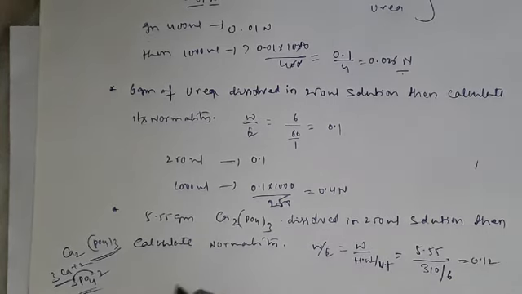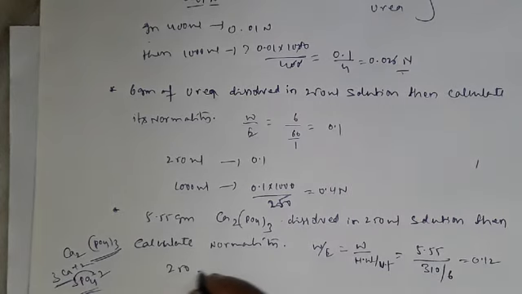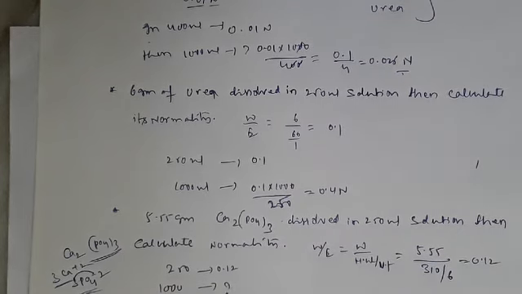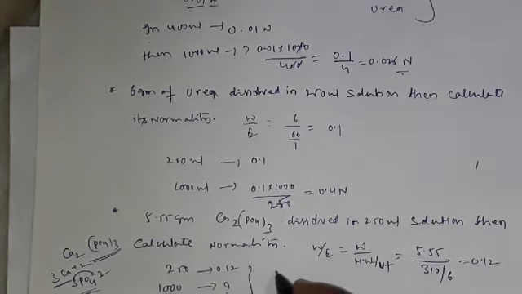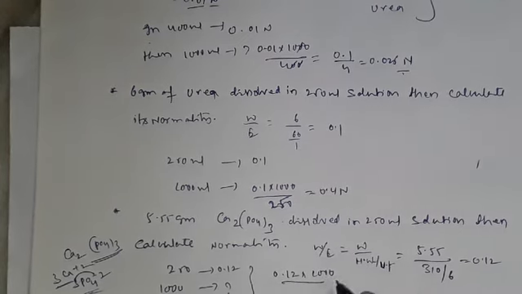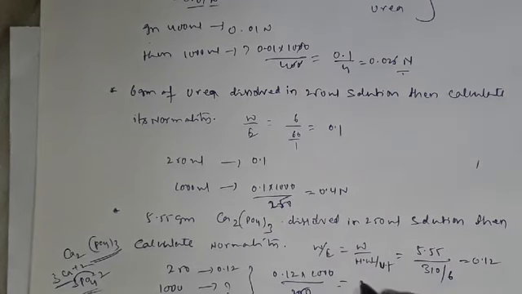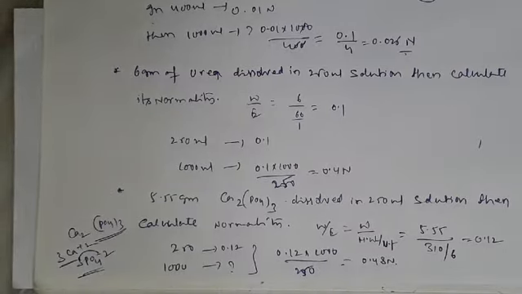0.12 in 250 ml, you got 0.12. Then in 1000 ml, what is the value? That is only the normality, so 0.12 times 4, also consider this. Then it is equal to 0.48 normal. So this way you can find it.